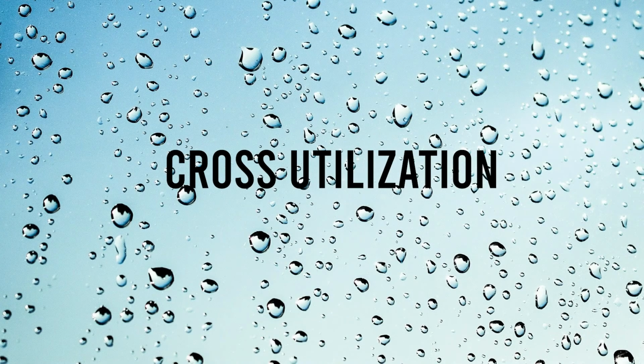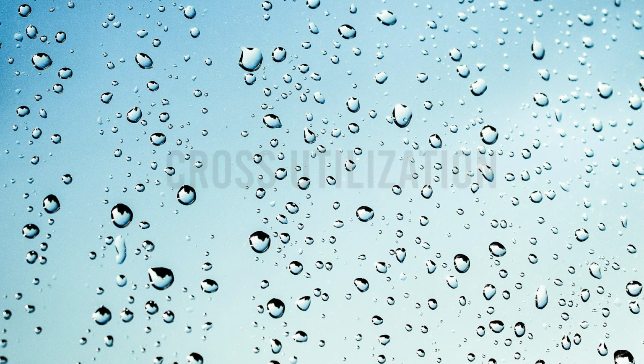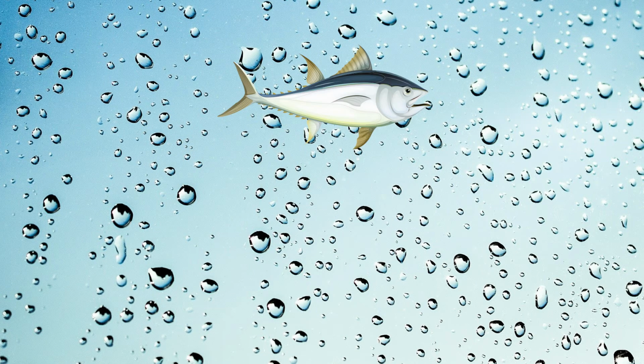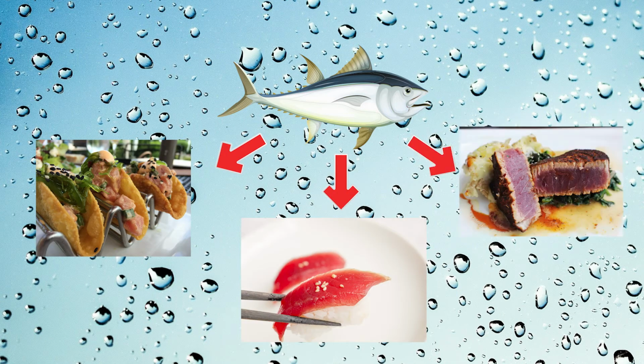Another consideration is something called cross-utilization in menu. Once you start to write your menu and think about what ingredients you want to use, you want to make sure that, especially for the high-cost, high-ticket items, you are able to use them in different dishes.